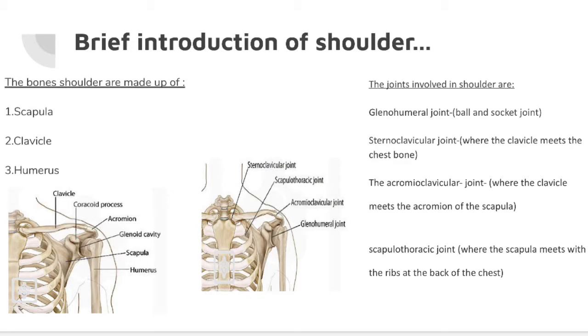To begin with, here is a brief introduction of shoulder. The bones of the shoulder are made up of the scapula, clavicle, and humerus.